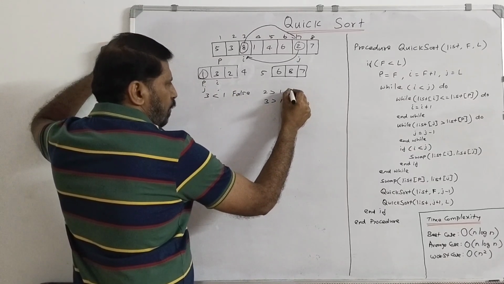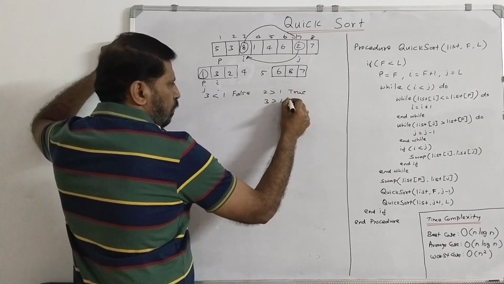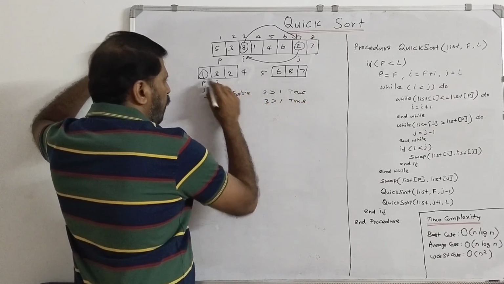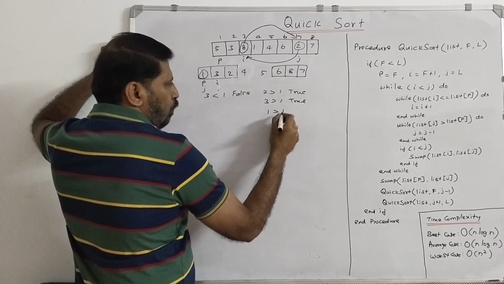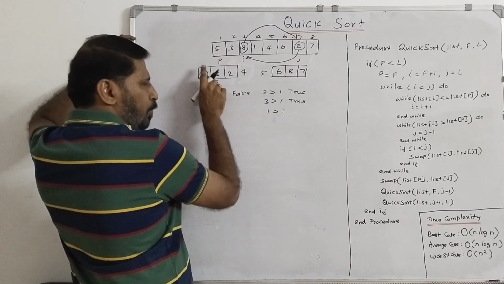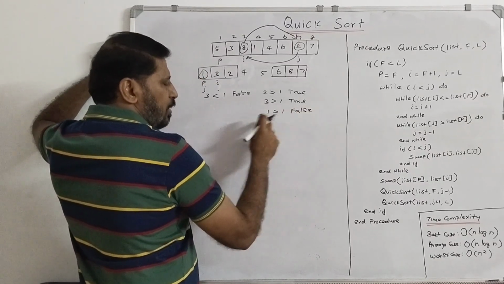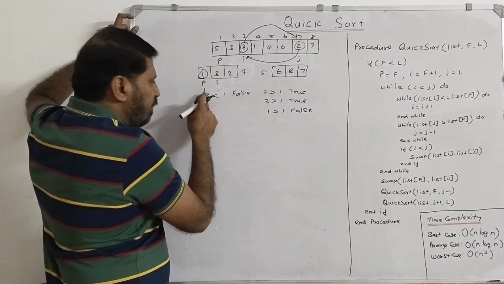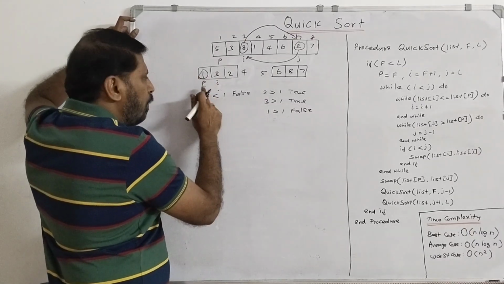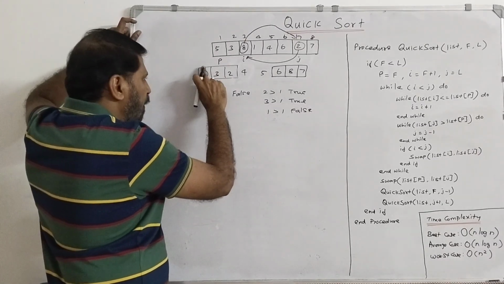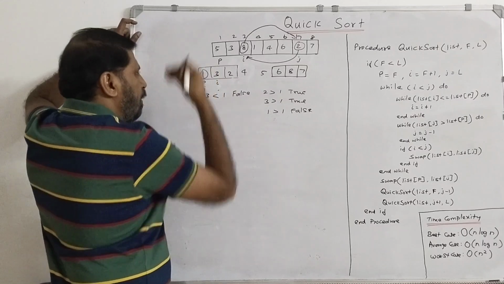So what is this? True. This is also true. Then what is the current j value? J is 1, pivot is also 1. 1 greater than 1 means this is false. This false means what do we do? We have to interchange the j value and the pivot value. Both are the same, so it is taken from there and placed there.